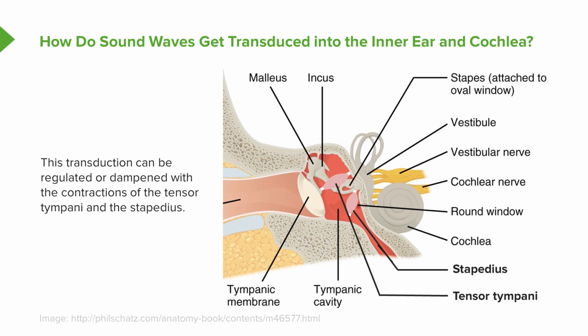Now, are there any ways to modulate the amount of vibration? Sure. This transduction can be regulated by dampening a response. How do you dampen that? By causing muscle contraction to prevent some of that vibration from moving through. The different muscles that you could use to do this are the tensor tympani as well as the stapedius.